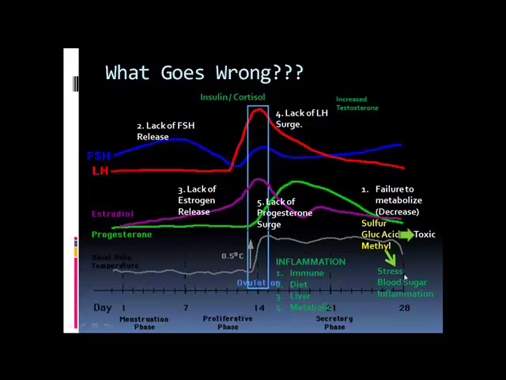The reasons those get disrupted are stress systems, so that's your adrenal glands, blood sugar, that's your pancreas, and inflammation, which could be your immune system, it could be your diet, it could be your liver, or it could be other metabolic causes like homocysteine. We'll get into that.